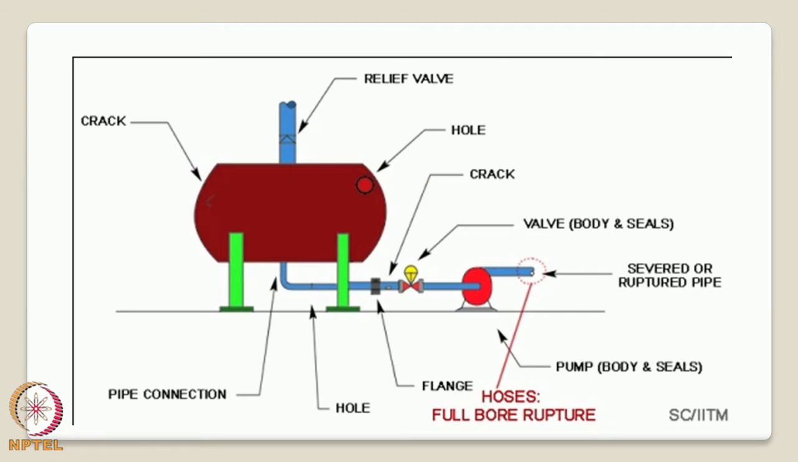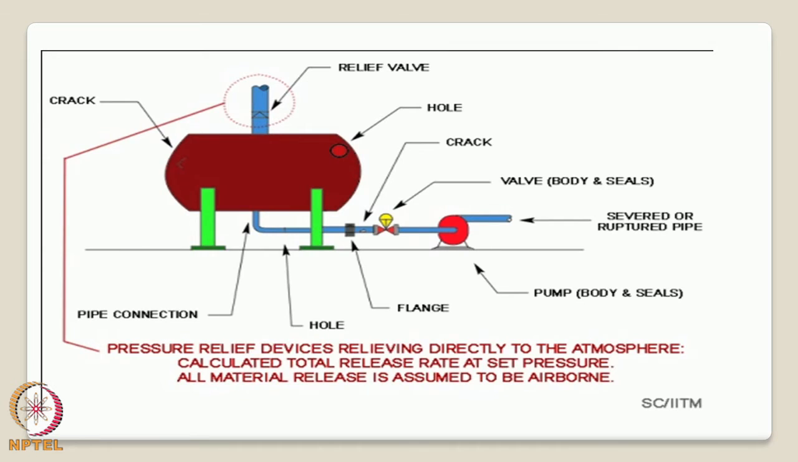The other possibility could be the service line may be ruptured. This is a process line, this is a service line, this may be ruptured. It means the hoses which are connected to the pump on the service line can rupture, and that can be a full bore rupture. The third possibility could be the pressure relief devices. For example, in this case the pressure relief valve, which is relieving the pressure, is directly relieving it now to the atmosphere. In such cases, the calculated total release rate at set pressure is very important. It is assumed that all material released is airborne in such kind of failure scenarios.